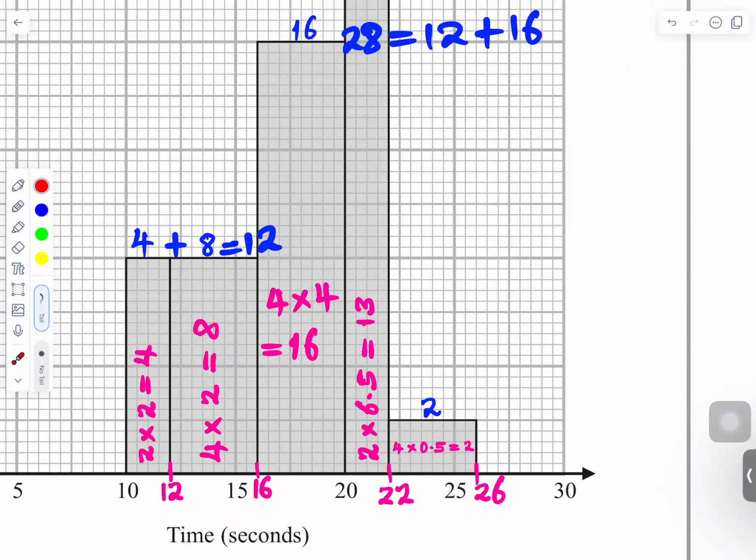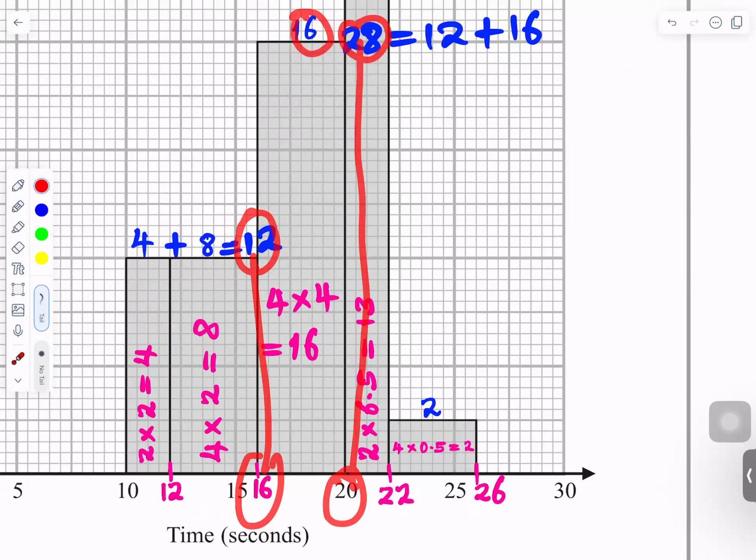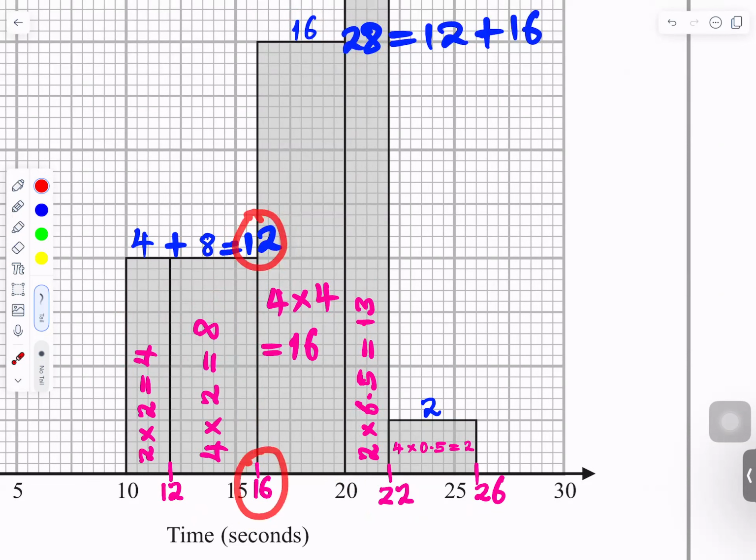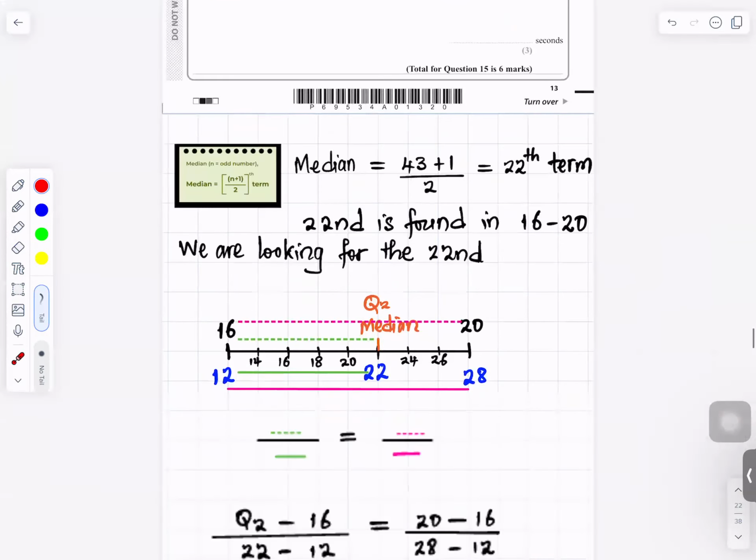First thing we need to do is we know from the beginning up to 16 is 12. 4 for the first one, 8 for the second, 4 plus 8 gives you 12. So at 16 is 12. When it is 20, be careful with that. When it is 20, it's 12 plus 16 is 28. So notice that at 16 is 12, at 20 is 28, because we need to use that to help us work out how far it is, and how far will be the median. So we go now and use this approach.